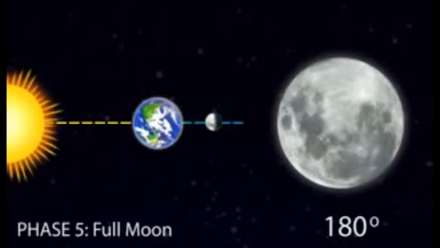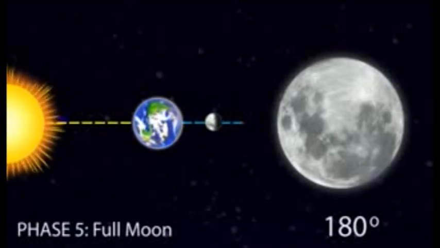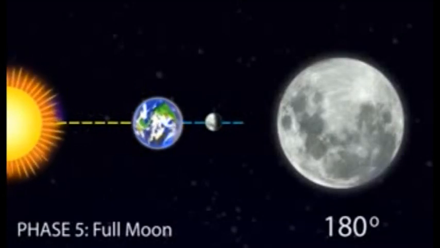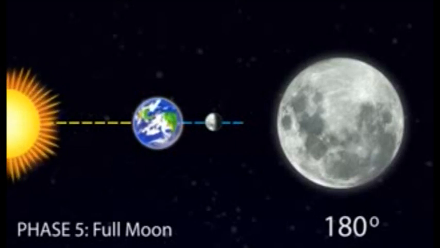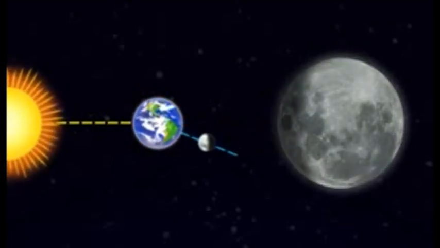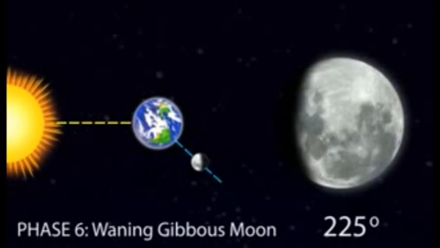Phase 5 is a full moon, when the entire disk of the Moon can be seen. Phase 6 is a waning gibbous moon. The term waning means reducing.